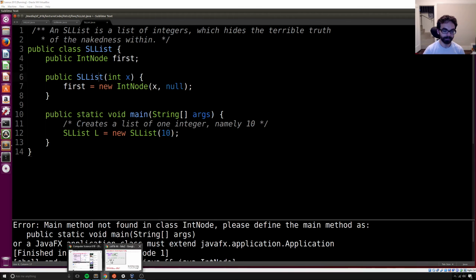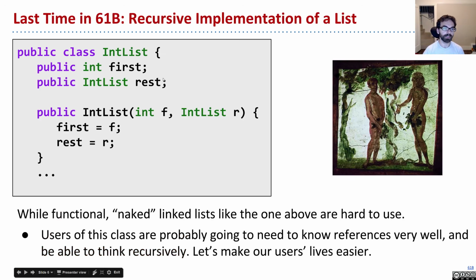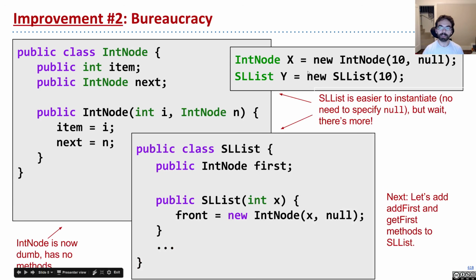So if we compare the old way of doing things, IntList to IntNodes, we can look at the declaration of a new naked recursive list, which looks something like this, and a new list that hides the nakedness from the world. Okay? So with IntNode, in this case, we see that we have to specify the address manually. Now that's also a pretty minor improvement, right? But it gives us a sense of where we're going with this, right?